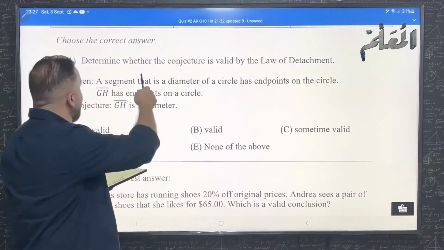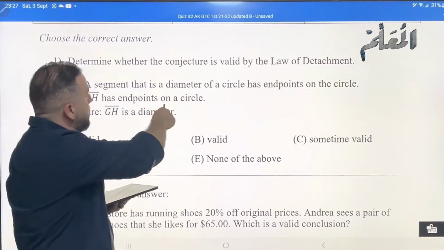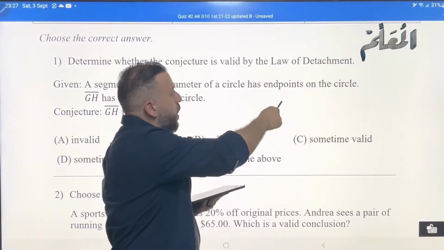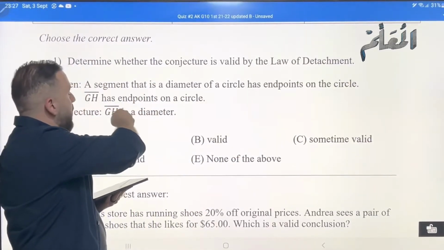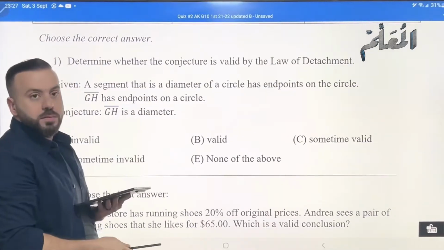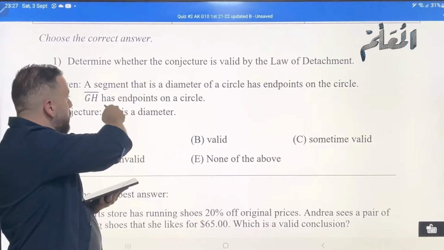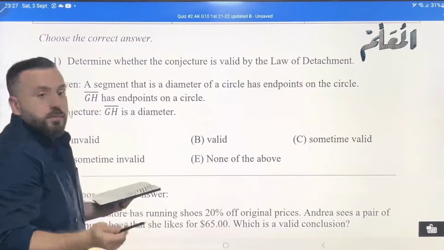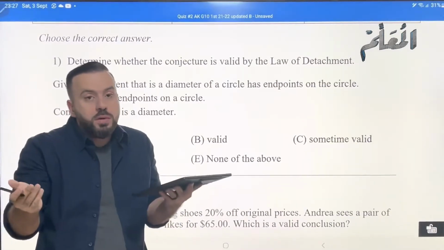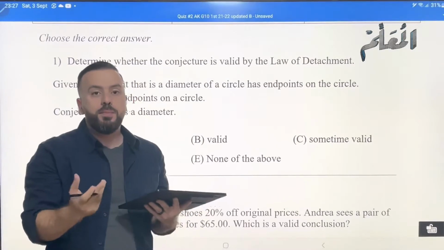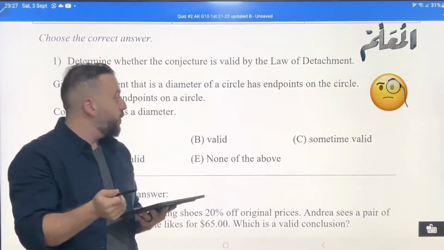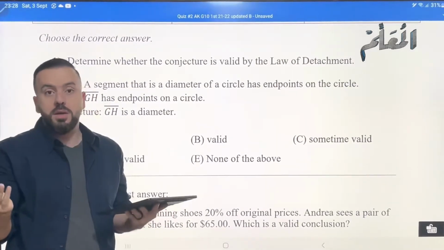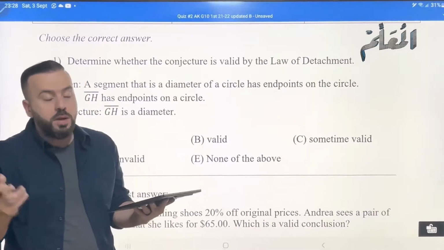Let's check again. A segment that is a diameter of a circle has endpoints on the circle, and GH has endpoints on the circle. Does that mean that GH is the diameter? No, it could be a normal chord. So logic plays a role here, and we need to be careful. Of course the answer should be invalid in this case. It couldn't be a diameter; it could be a chord, a normal chord.